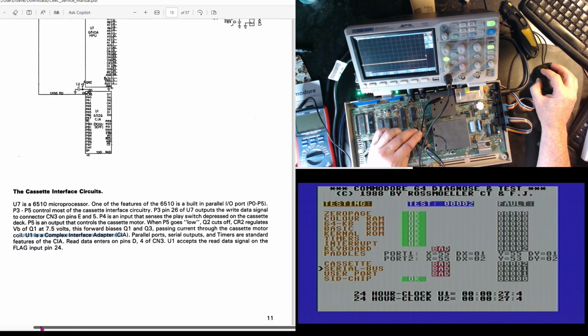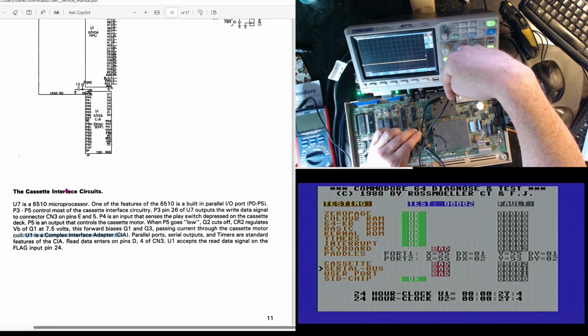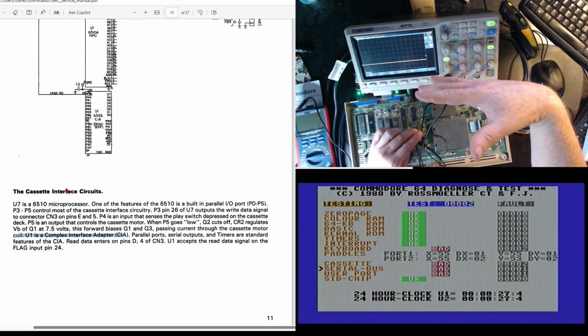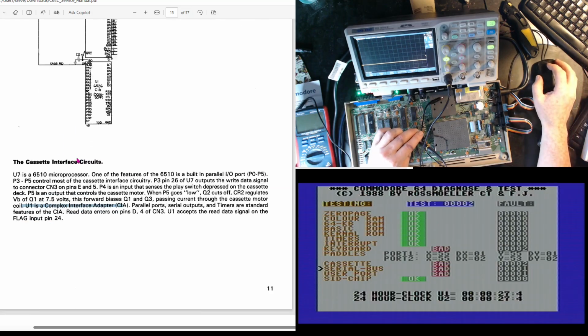Oops. Just scrolled a little bit too far over there. And it seems to be okay. But then, like I say, as you see there, it always seems to stop at serial bus. So it seems to flag cassette as bad for whatever reason, but then we get to the serial bus.